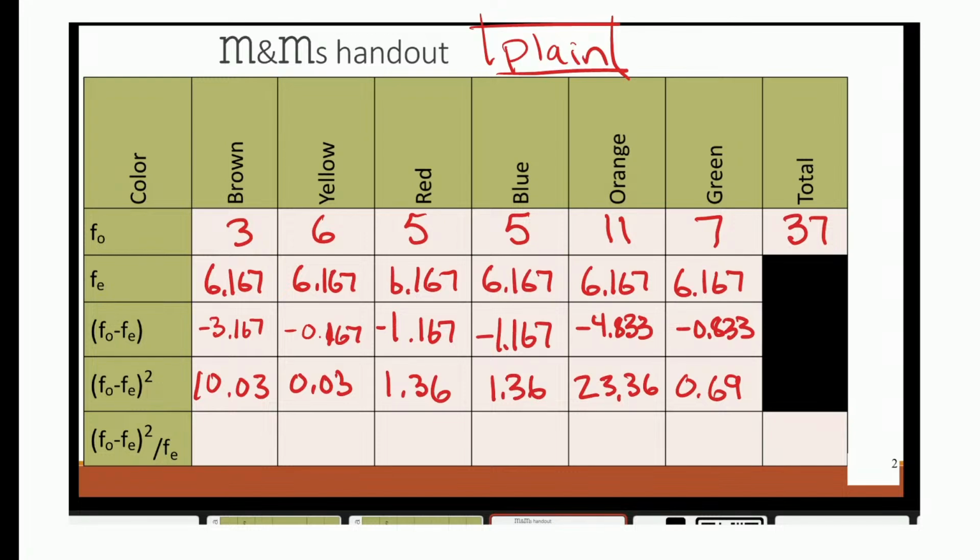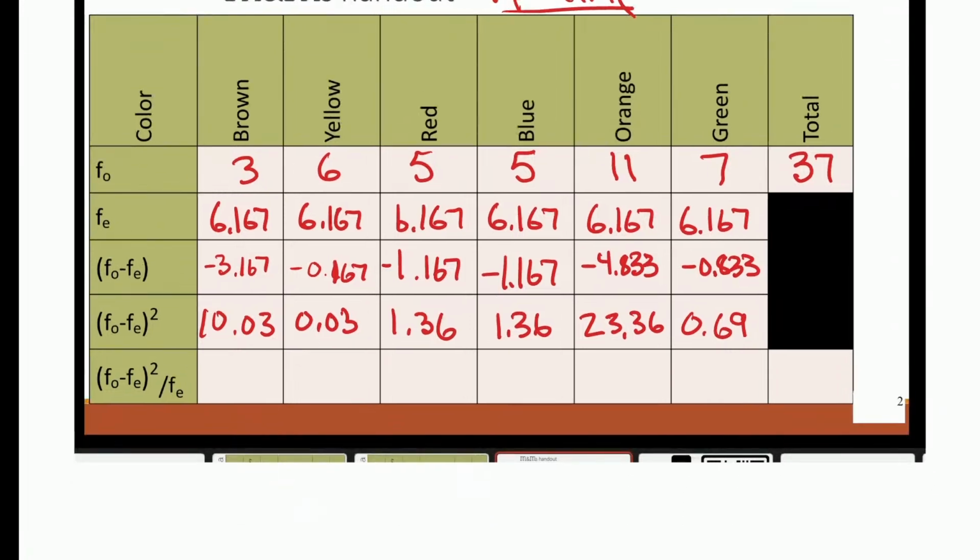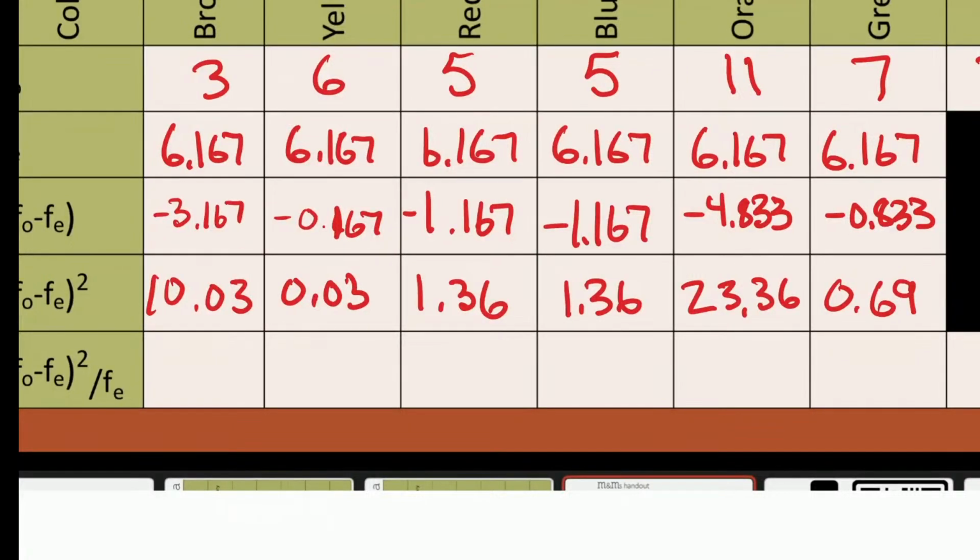Next, I'm going to divide each of these by my expected frequencies. So I divide it by the number that's just above it. So let's see if I can do that successfully. So I'll just talk you through the first one and then I'll shut up. 10.03 divided by 6.167. And I got 1.63. I'm rounding, by the way.